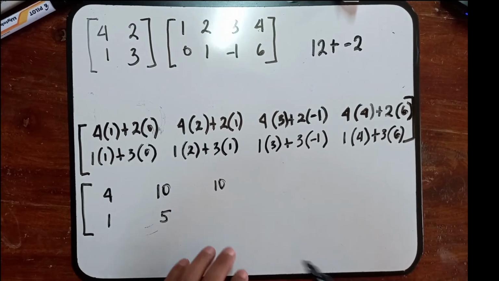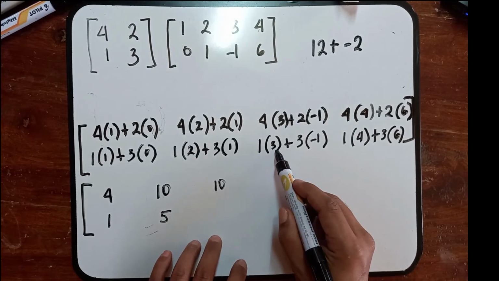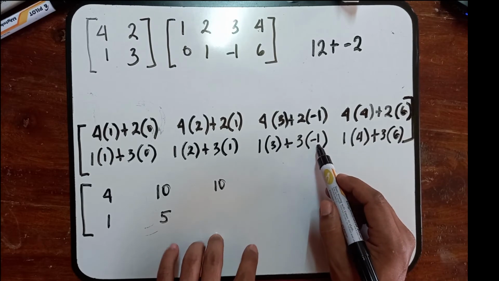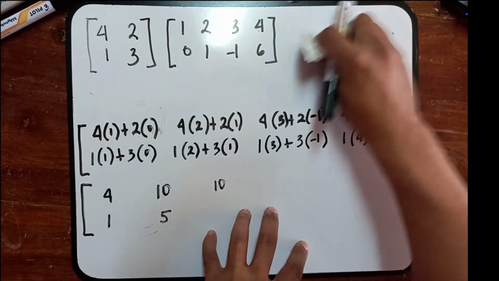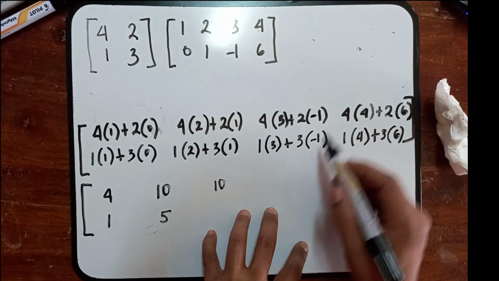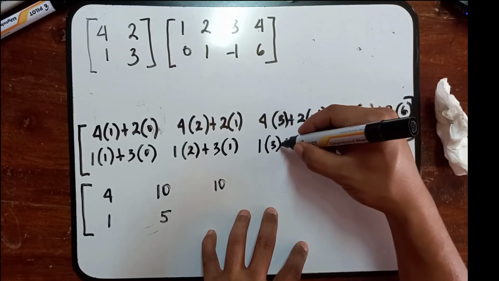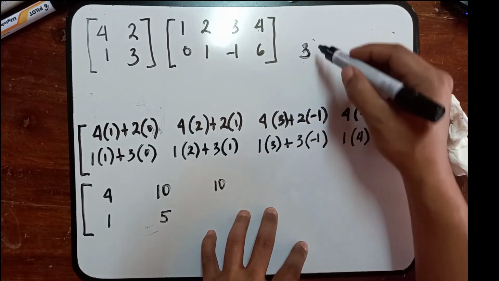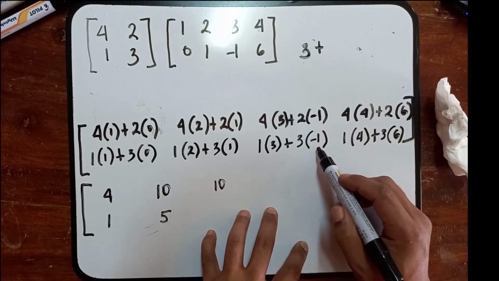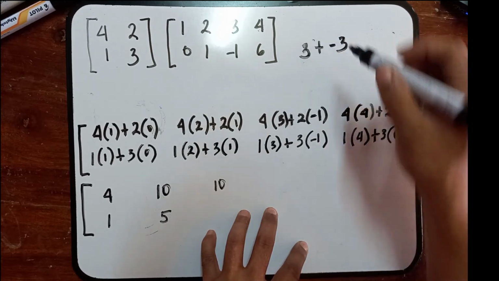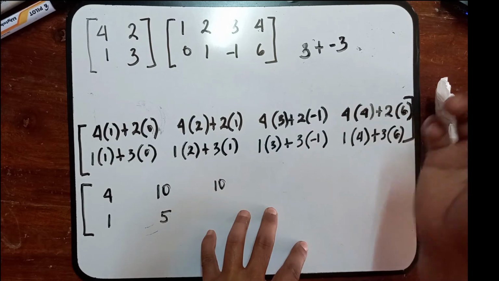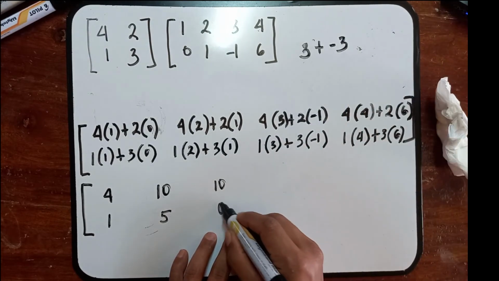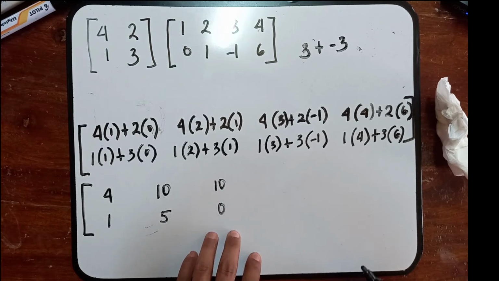Okay, so let's continue. 1 times 3, that is 3. And then 3 times negative 1. Okay, so we have again to write the answer for this part just at the top. 1 times 3, that is 3, plus 3 times negative 1, that is negative 3. Okay, so we have an unlike sign, so we have to subtract. So 3 minus 3 is 0. So we have to write here 0.